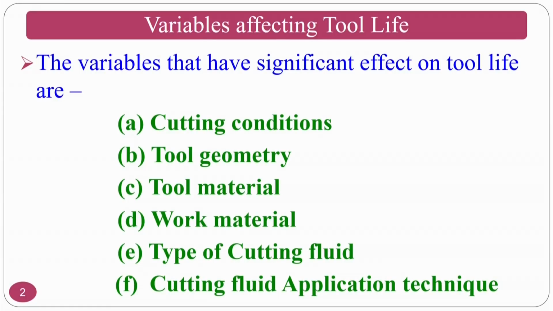As you can see, A to F are the variables that affect the cutting tool life: the cutting conditions, tool geometry, tool materials, workpiece materials, cutting fluid type, and its application techniques. There are various techniques. So till now we have seen three things: cutting conditions, tool geometry, and tool materials, different materials from HSS to diamond.